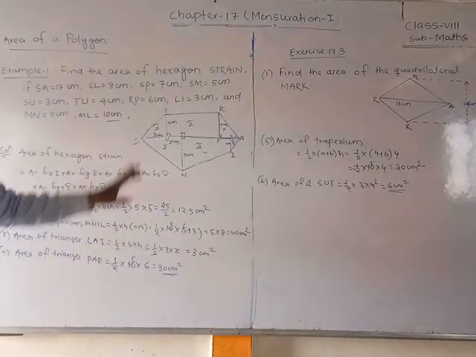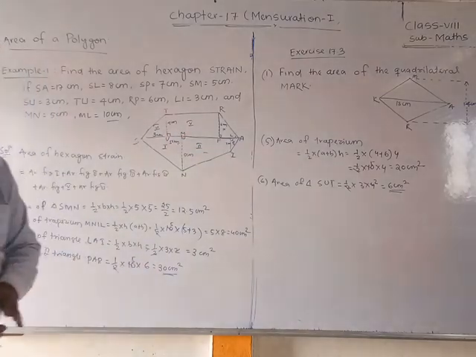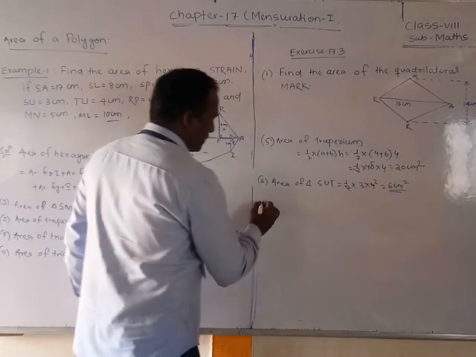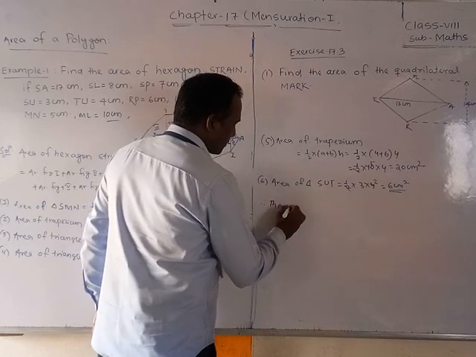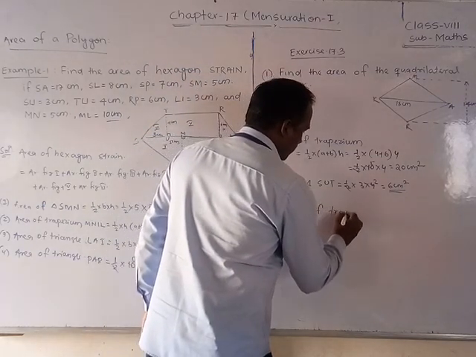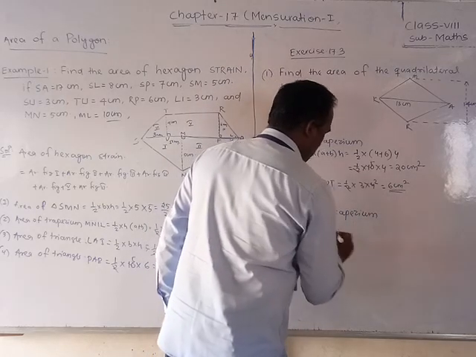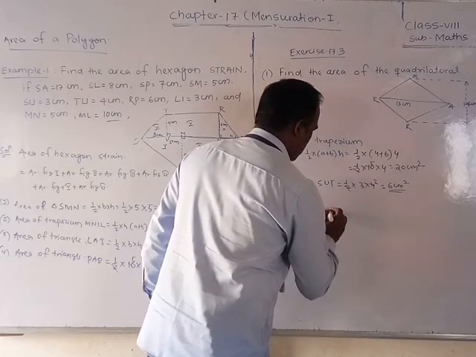You know that very well. According to that, you have to find out the measurements and you can find those areas out. So now, hence the area of the hexagon.